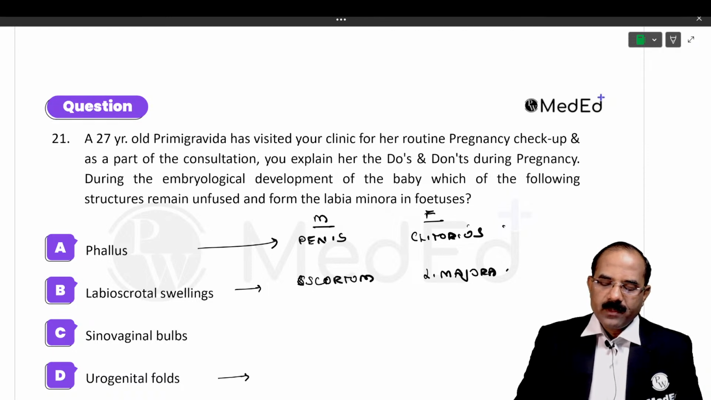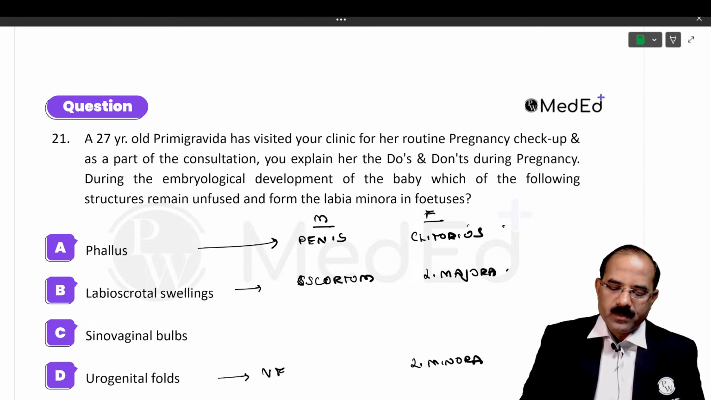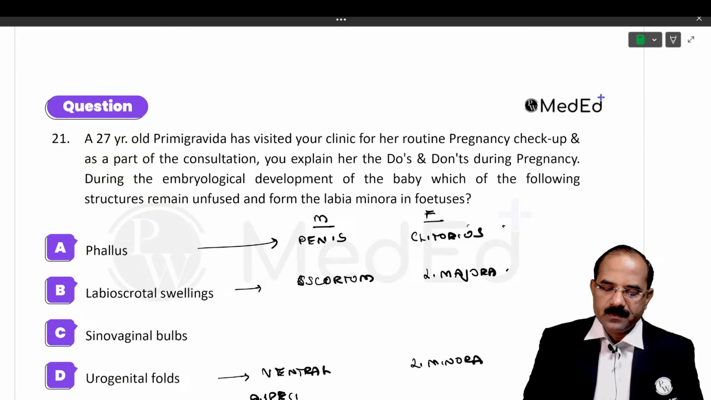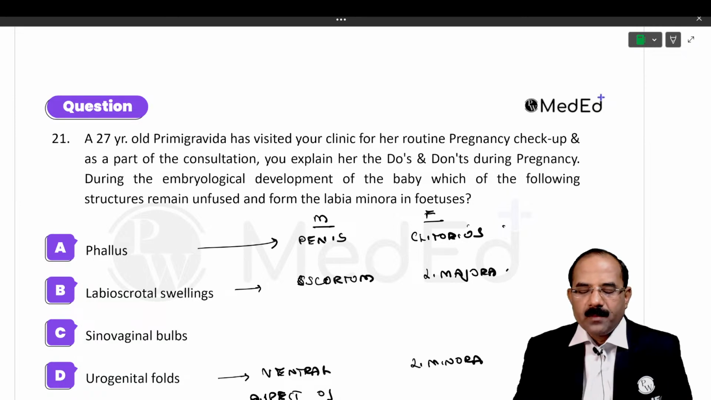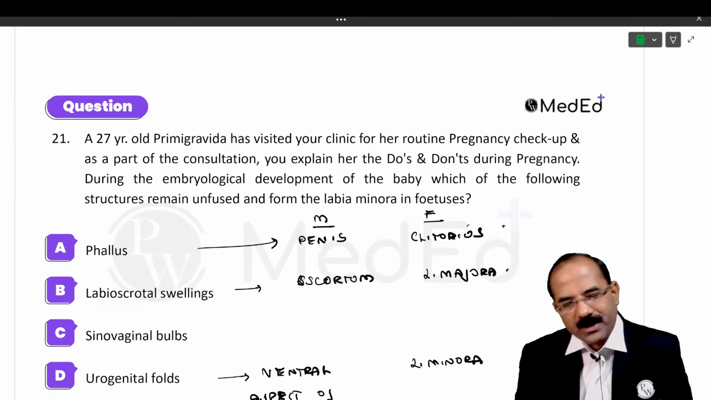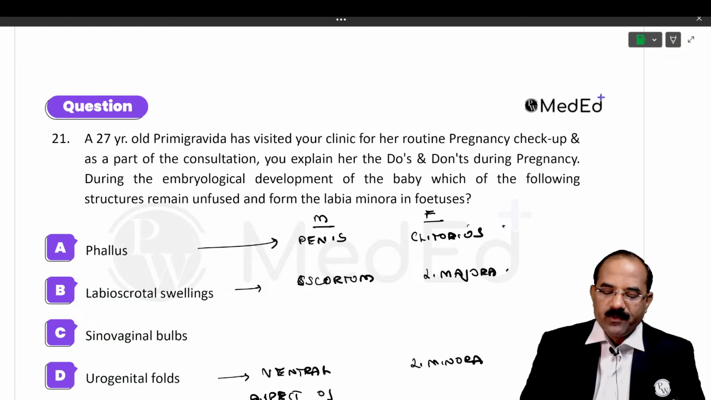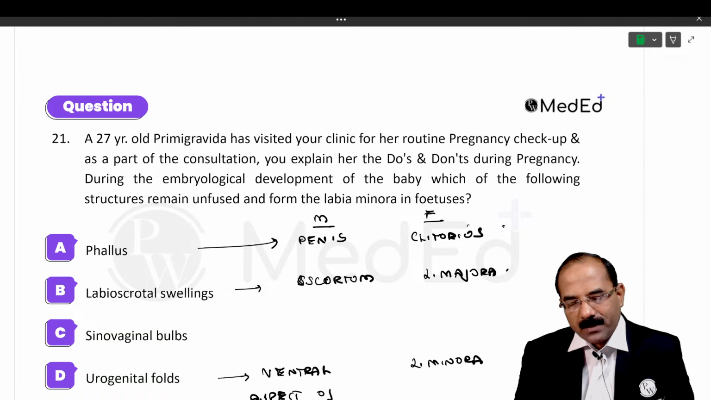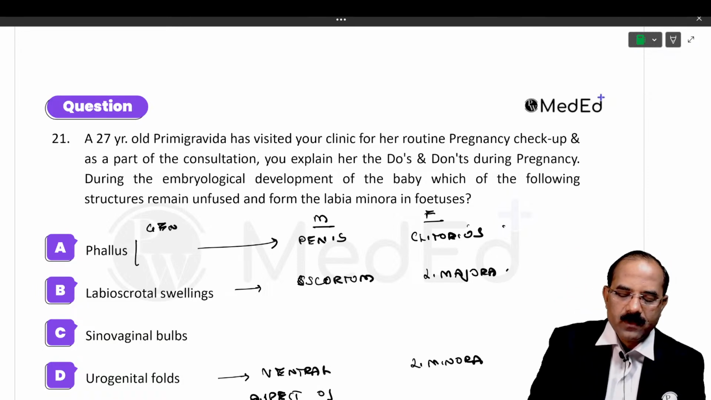What will the urogenital fold form? In females, it forms the labia minora, and in males, what does it form? It forms the ventral aspect of the penis. Urogenital folds: in males, the ventral aspect of the penis; in females, the labia minora. Labioscrotal swellings: in males it forms the scrotum, in females it forms the labia majora. And the phallus is also known as the genital tubercle.